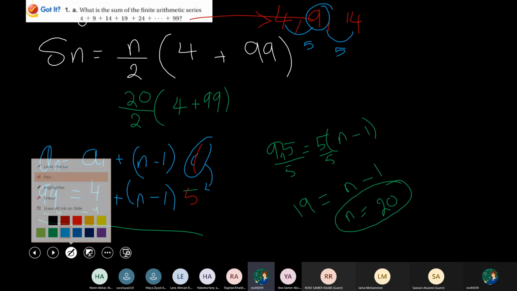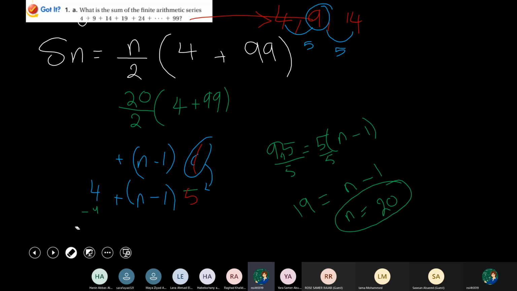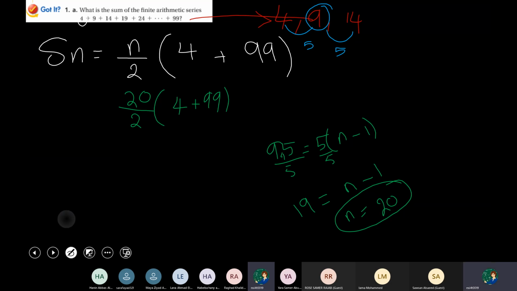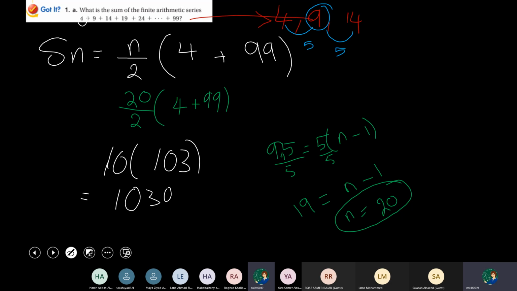Then after that here, 20 over 2 is 10 times 4 plus 99, which is 103. After you multiply them, you will get that the summation of 4 plus 9 plus 14 plus 19 until 99 is 1030. Now, is it clear?